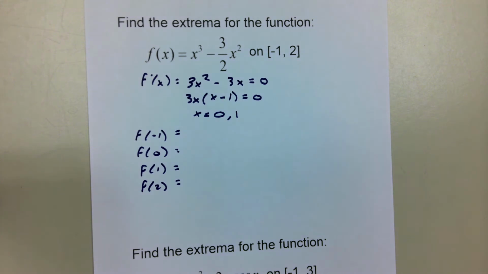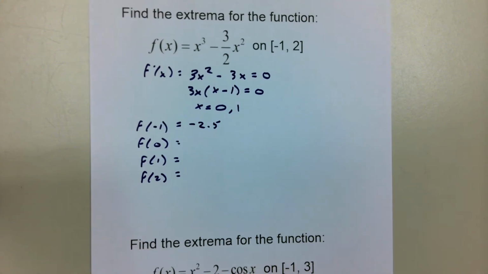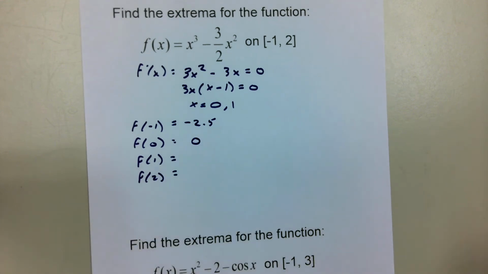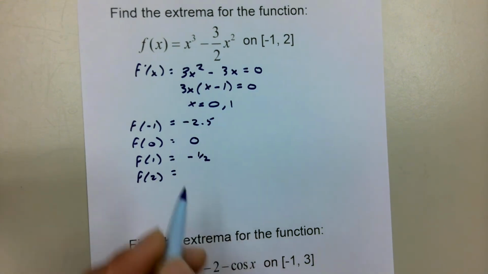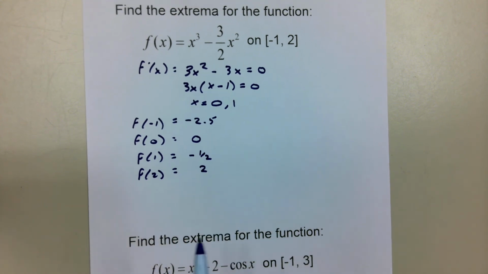So I have x to the third minus 3 halves x squared. I'm going to do a table setup, and I'm going to do an ask on my independent variable. I'm going to type in -1. It's going to be -2.5. If I plug in 0, it gives me 0. Plug in 1, we should get -1/2. And if I plug in 2, I get 2. Again, the calculator makes this go a little quicker.